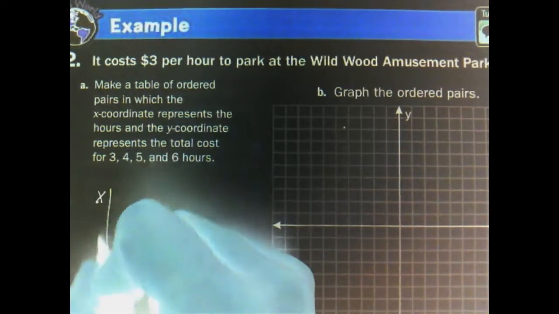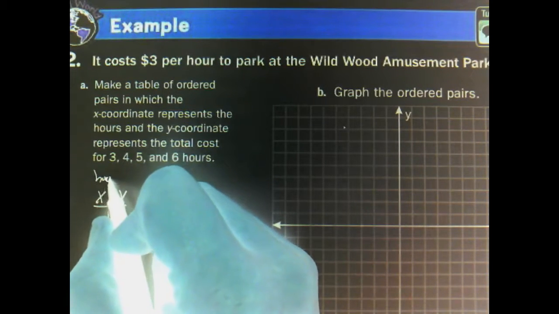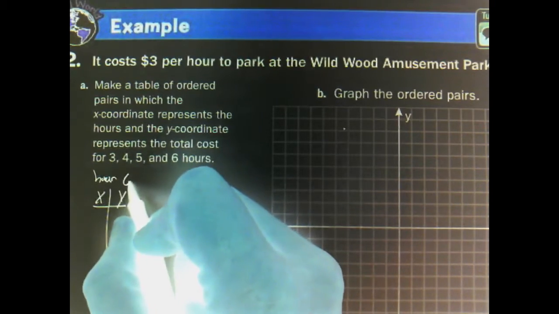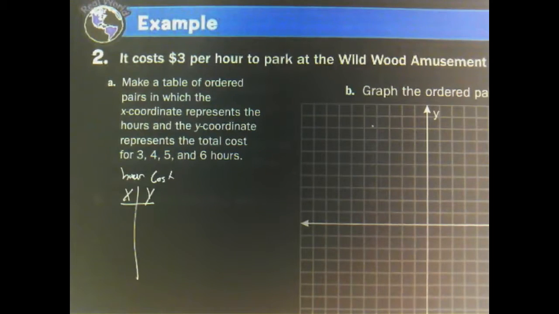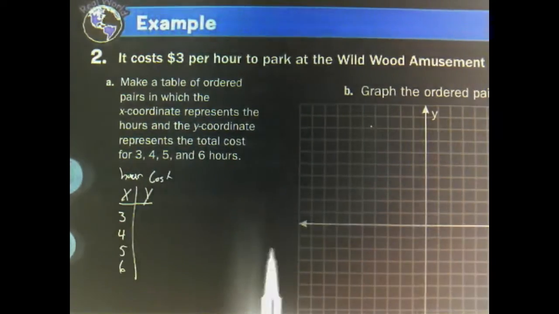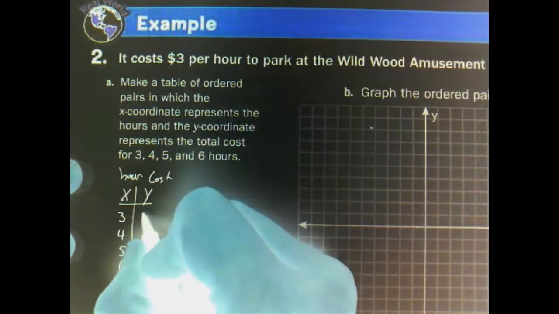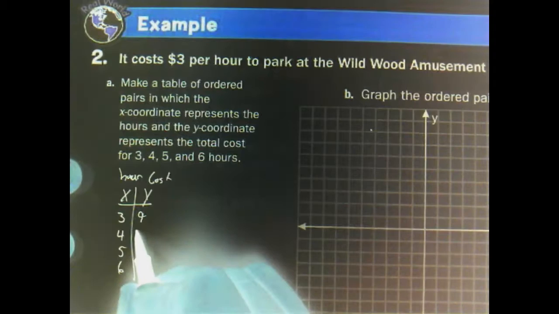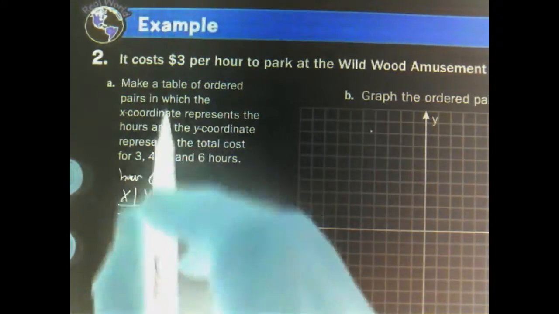So here's x, here's y. X represents hours, and y represents cost. So pretty simple here. If we want our hours to be 3, 4, 5, and 6, and it costs $3 per hour, well, 3 times 3 is 9, 4 times 3 is 12, 5 times 3 is 15, 6 times 3 is 18. Okay, so there's our table.